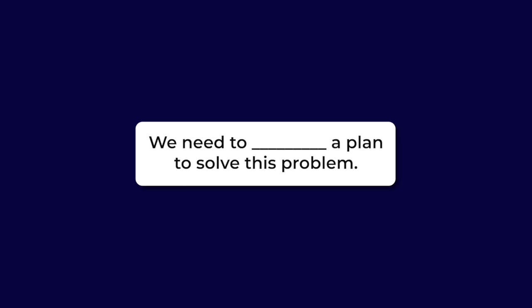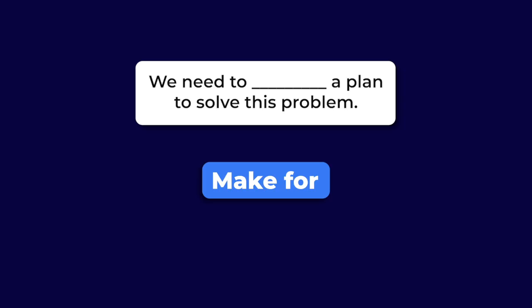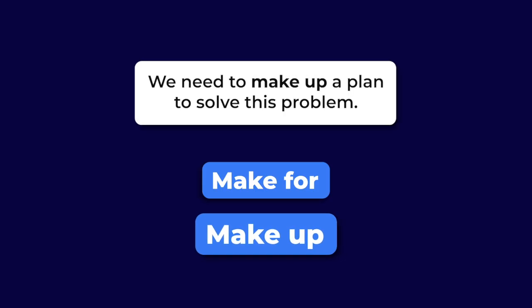We need a plan to solve this problem. We need to make for a plan, or we need to make up a plan. The correct answer in this question is we need to make up a plan. When we use the phrasal verb make up, as I mentioned before, it has so many different uses in the English language. When you make up something, it means you invent it or create it.